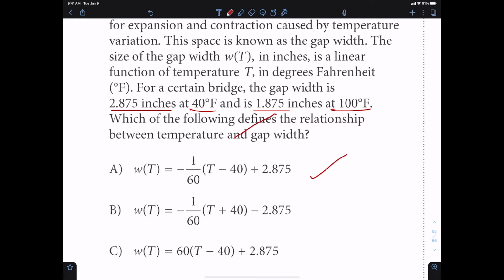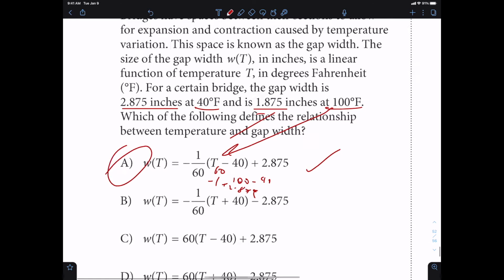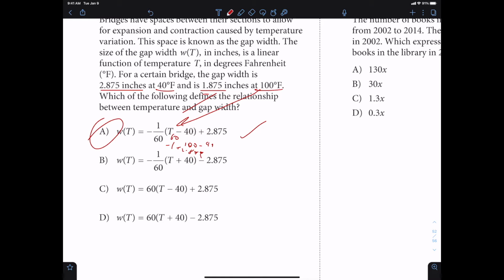Now, if we plug in 100 degrees Fahrenheit here, we get 100 minus 40, which is 60. 60 over negative 60 is just negative 1, plus 2.875. That is 1.875. So A works, and the answer is A. If you plug these 2 points into any of these, they will not work. So these are out.